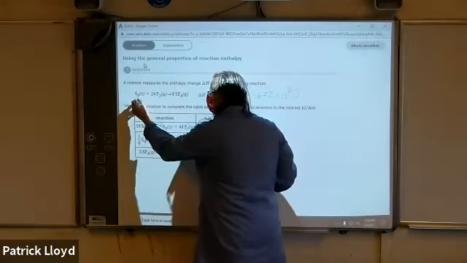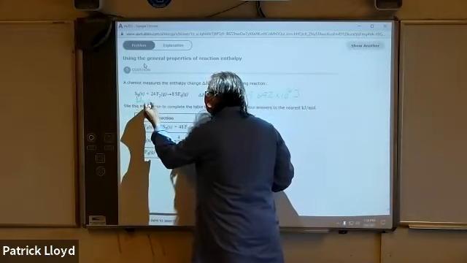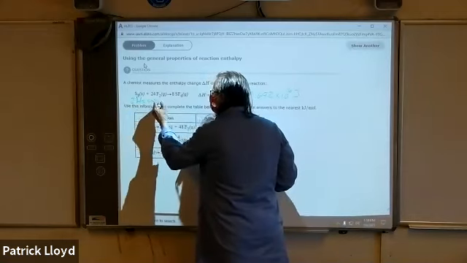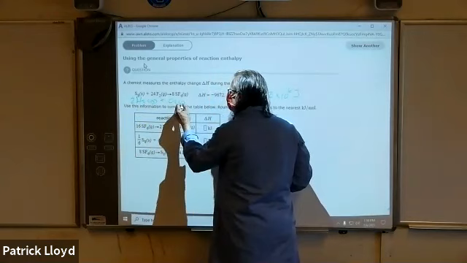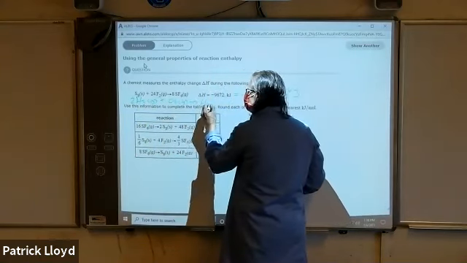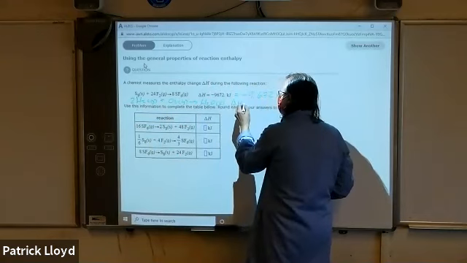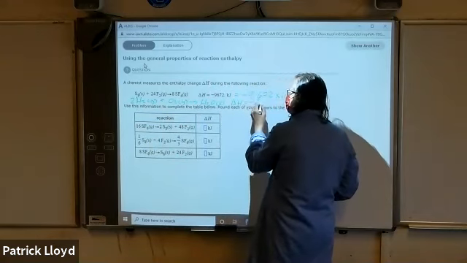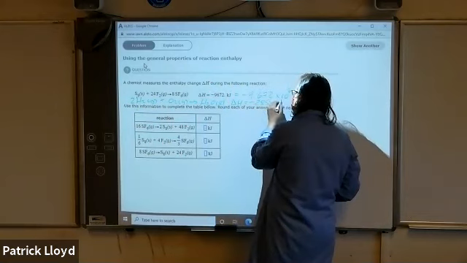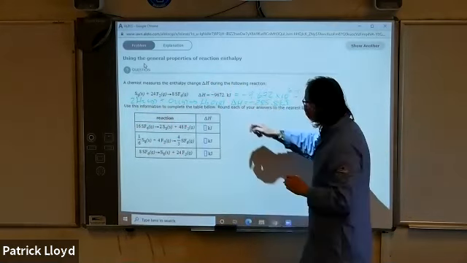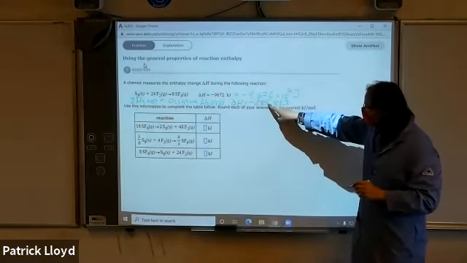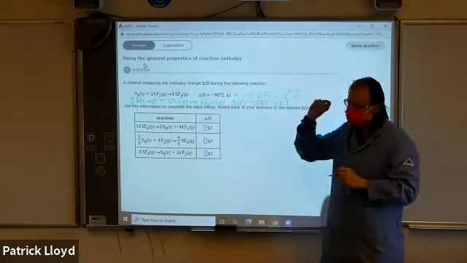Another reaction would be like this, H2 plus O2 to form H2O. This is the combustion of hydrogen. Here, delta H is negative 285.8. So this one's a lot smaller than that. This is like 300. This is like 10,000. That's a lot of energy.